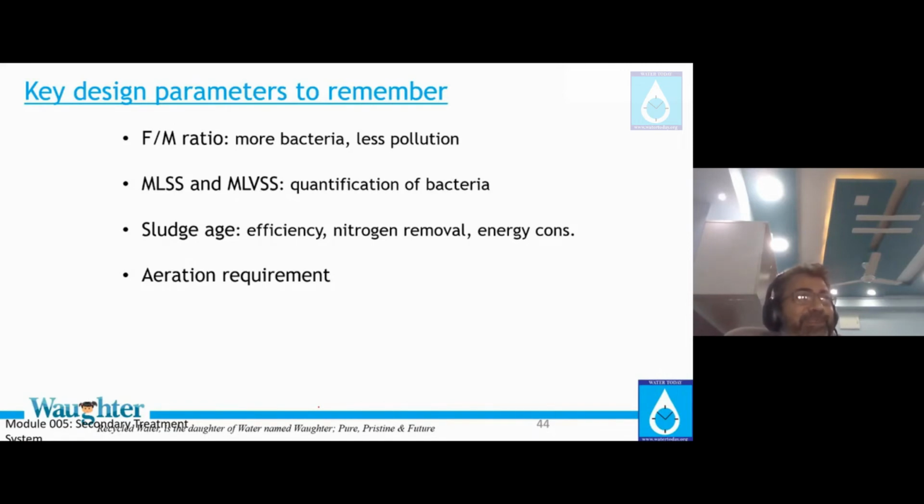One is COD and one is biology. Balance is all my mathematical models. F by M, MLSS, MLVSS, sludge age, all are interrelated. Actually, out of these three parameters, you can never select all three.